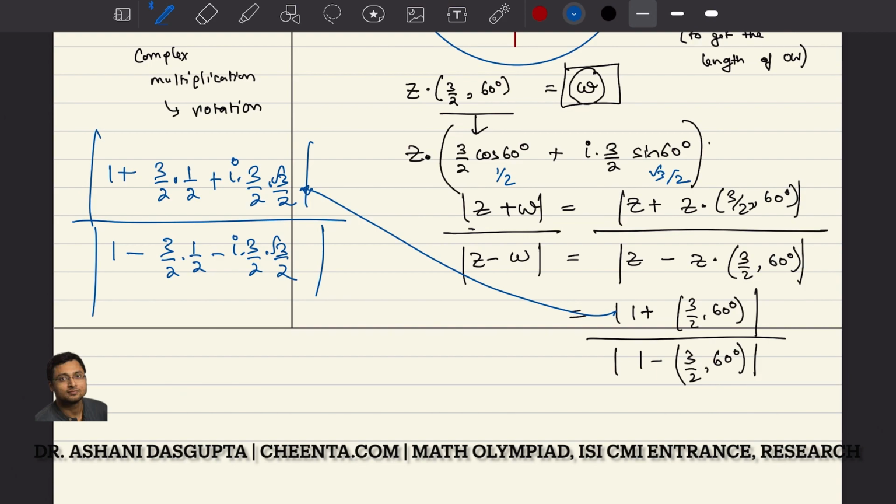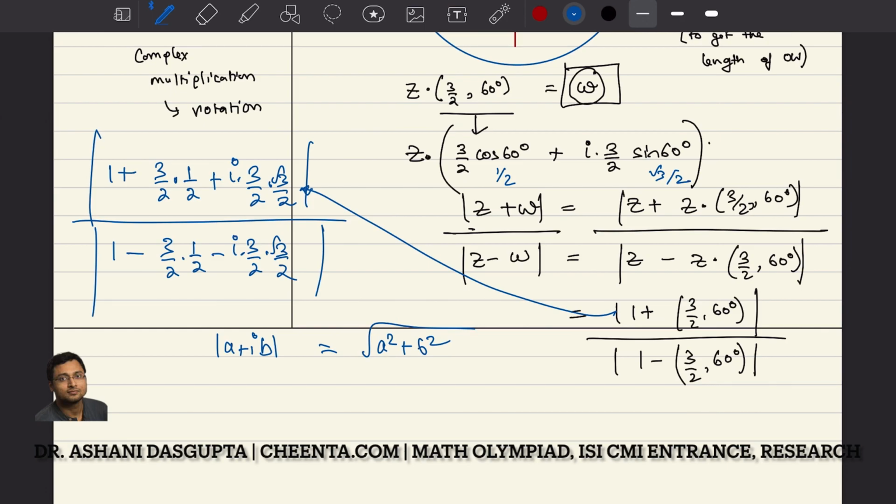So you can do the computation. This is quite simple from here. If you simplify, a plus ib's absolute value is the square root of a square plus b square. So why don't you tell me the final answer in the comment section?